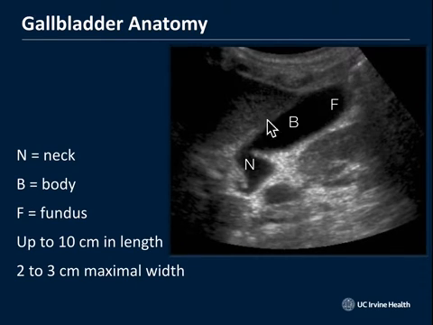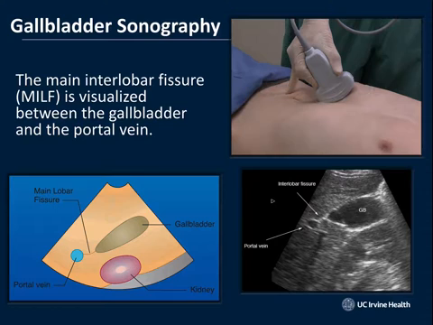This is the fundus of the gallbladder, this is the body of the gallbladder, and we can see the neck down here. And when you learn about the pathology of the gallbladder, you're going to be looking for stones all the way down here in the neck, as well as the body, and sometimes up in the fundus.